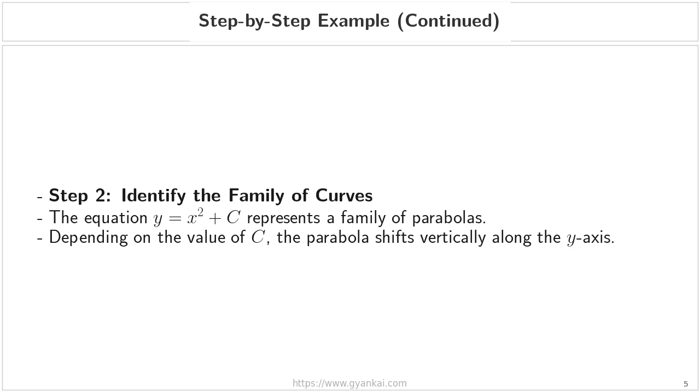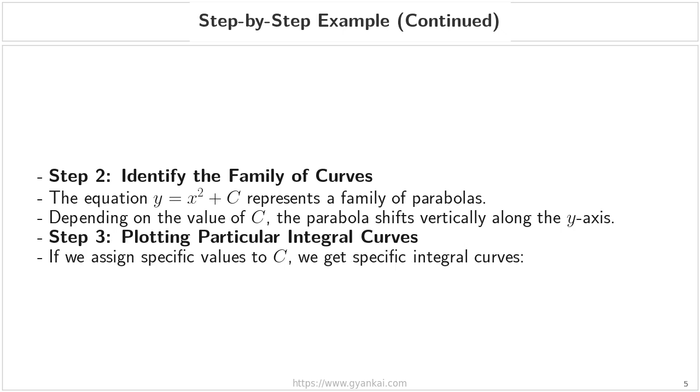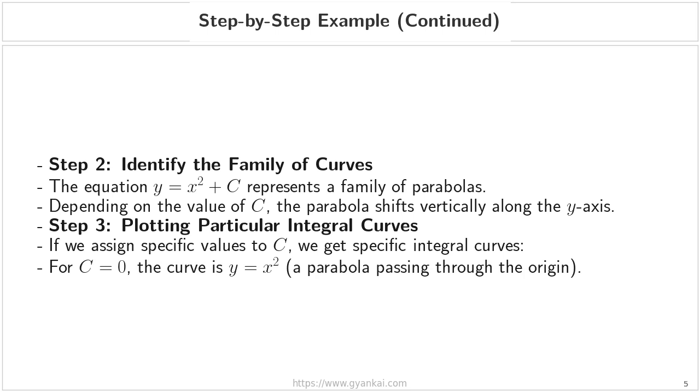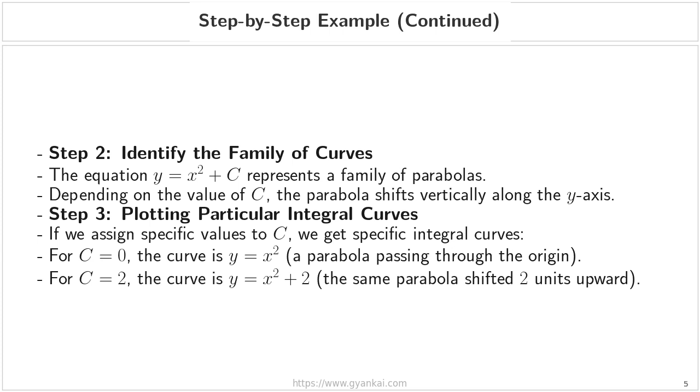The reason for this is the constant, c. Depending on whatever real number we choose for c, the entire parabola shifts vertically up or down along the y-axis. This leads us directly into step 3, where we plot what we call particular integral curves. To make this concrete, let's assign some specific values to see how the graph changes. First, if we let c equal 0, our equation becomes y equals x squared, which is a standard parabola passing exactly through the origin. Next, let's say we choose c equals 2.